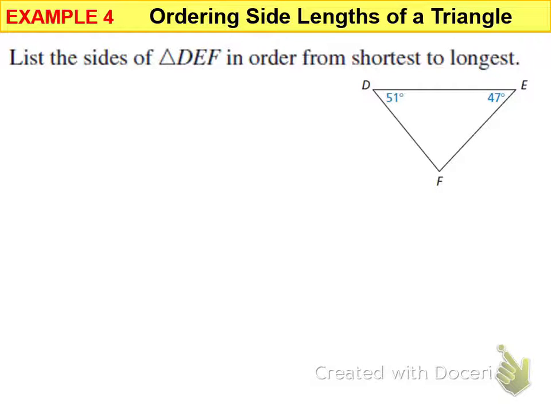We're going to list the sides from shortest to longest. So we're given angles. Do we know all three angles? We do not, so we need to figure out the third angle. How do you find the third angle in a triangle? Add them and subtract from 180. So 51 plus 47, 98. 180 minus 98, 82.